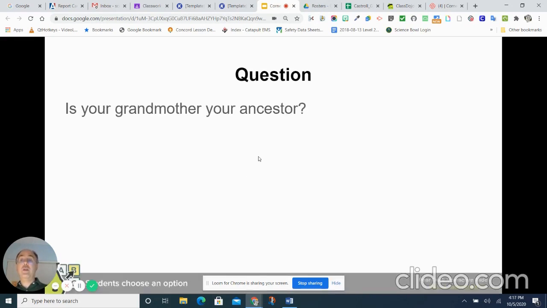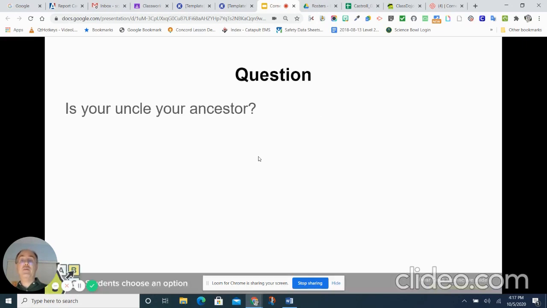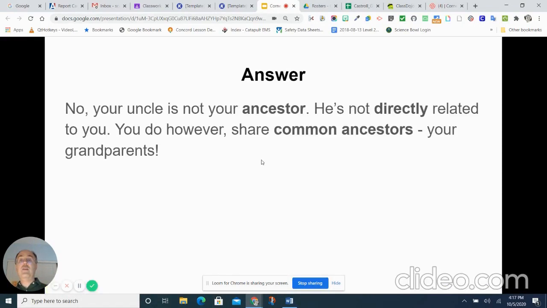So is your grandmother your ancestor? Put it in the chat box. The answer is yes, she's your ancestor. She's your mom of your mom or the mom of your dad. Is your uncle your ancestor? Put the answer in the chat box. In this case, the answer is no. Again, you're not directly related. You do, however, share common ancestors, your grandparents.